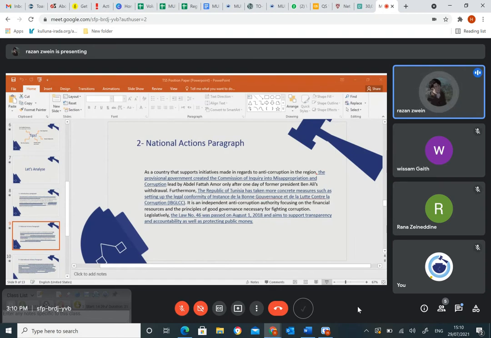So again, nothing new. Just make sure that the actions and the stance don't collide. So this is the international actions paragraph. Any questions?